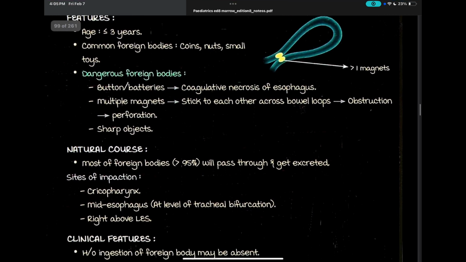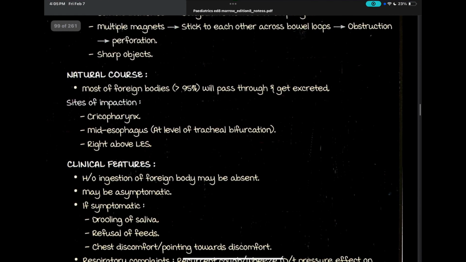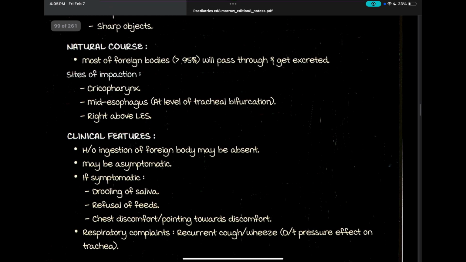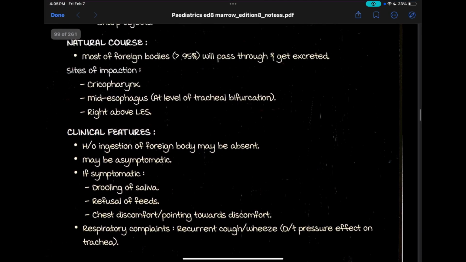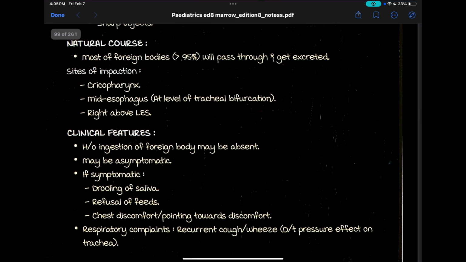Sharp objects. Natural course: most of the foreign bodies, more than 95%, will pass through and get excreted. Site of impaction: they can get impacted on cricopharynx, mid esophagus at level of tracheal bifurcation, right above lower esophageal sphincter. Clinical feature: history of ingestion of foreign body may be absent, may be asymptomatic.